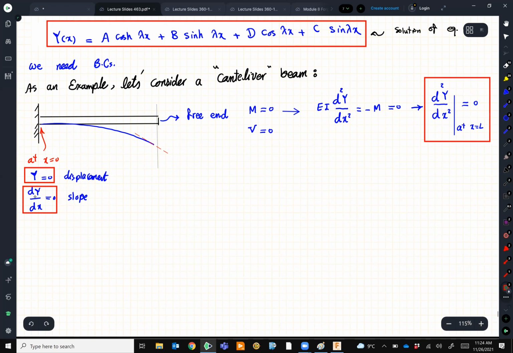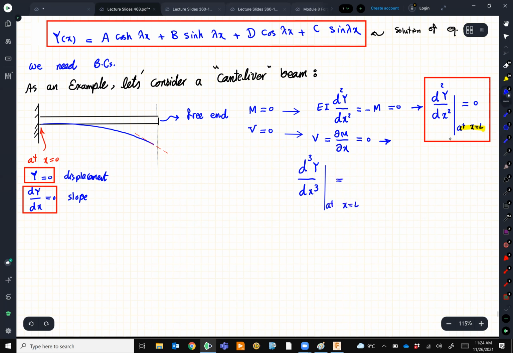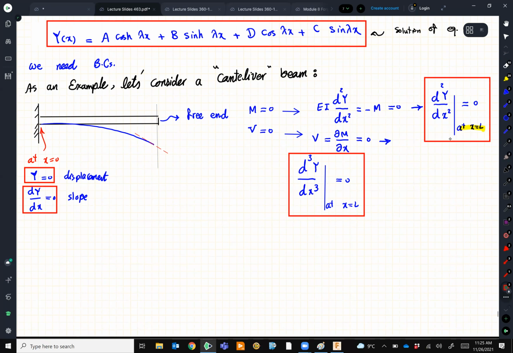At x equal to 0, y is 0, the slope is 0. At x equal to L, the other end of the beam, the second derivative of y with respect to x is 0. And V, we know V is always the derivative of M with respect to x, we had it above, and it has to be equal to 0. So it gives me the third derivative of y with respect to x at x equal to L must be 0. And here we are. We have 4 boundary conditions, so we can find A, B, C, and D.